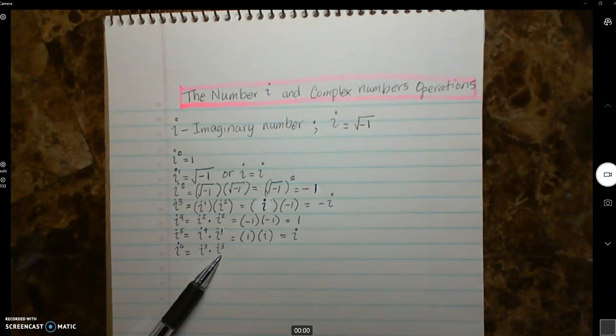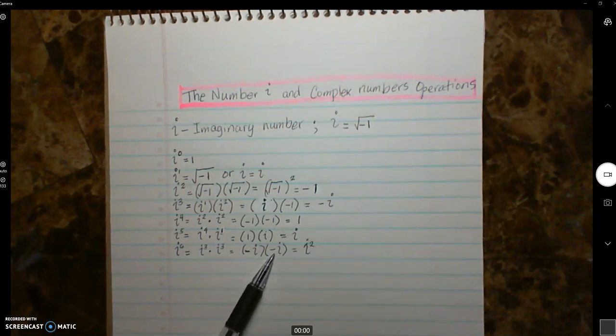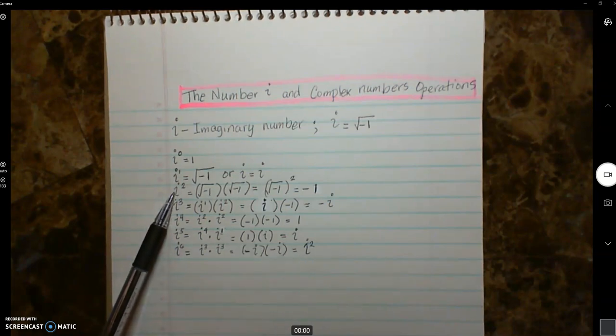Let's keep on going and do i to the sixth, and I'm just going to use i to the third times i to the third. So right here is your i to the third, and so I will just have a -i times -i. Negative times negative is positive. i times i is i squared. i squared is said to be -1.